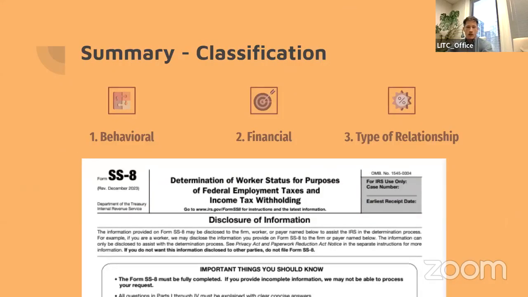Now, to summarize some of the things we've talked about in this presentation, my colleague Aidan talked about the classification of employees and 1099 contractors. The IRS looks at three factors: behavioral, financial, and the type of relationship. If you think that your employer has classified you incorrectly, or if you just want the IRS to tell you which one of these you are, because it can be a confusing determination, you can file Form SS8 by providing information about your circumstances.